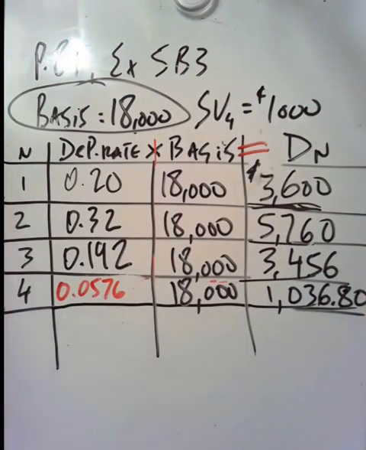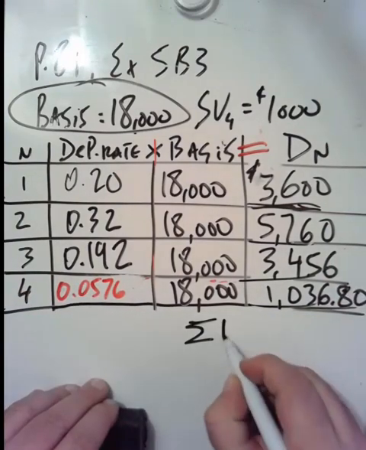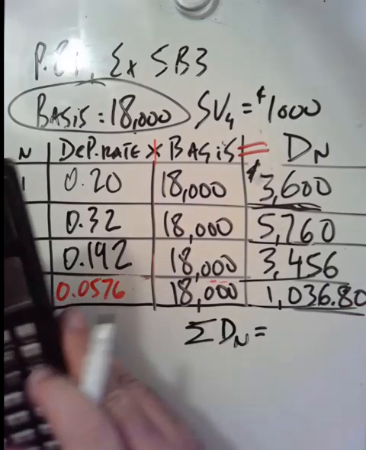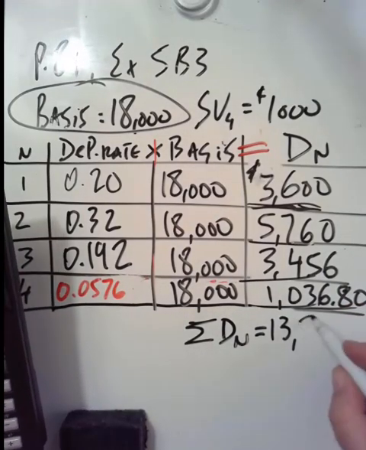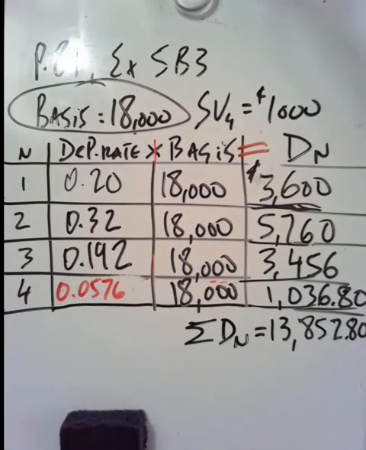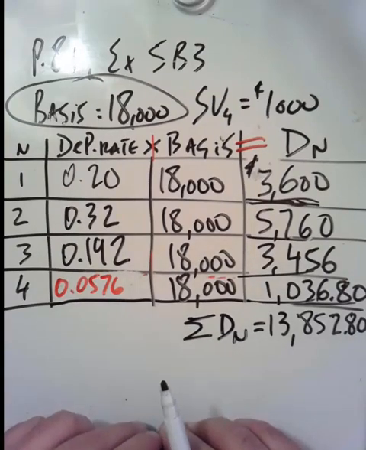Another type of question I could make. Okay, so how much was the amount of depreciation recorded in the books up to the moment of sale? So you would add all the depreciation recorded from year 1 to year 4, which is basically the summation of these numbers. And that will be 13,852.80. Okay? So now the question focuses on the net cash flow from salvage value.